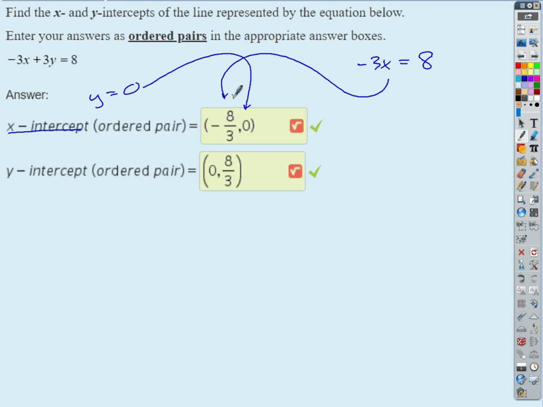There it is. Okay. If I want to find the y-intercept, that's going to be where x is equal to 0. So we set x equal to 0 and solve for y. I get the equation 3y equals 8. If I solve for y, I just get 8/3. Okay.